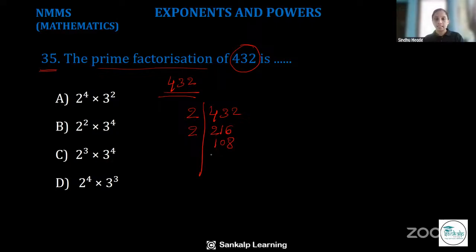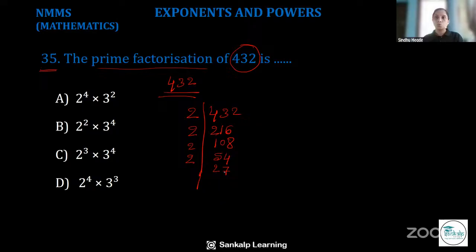2 8s are 16. So 2 108s are 216. Again, take 2. 2 5s are 10 and 2 4s are 8. Again, 54 by 2, we get 2 2s are 4 and 2 7s are 14. So 27 remains. We cannot divide this 27 with the 2.